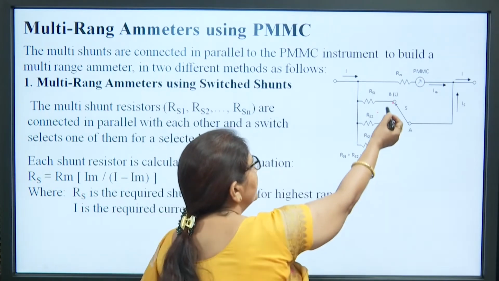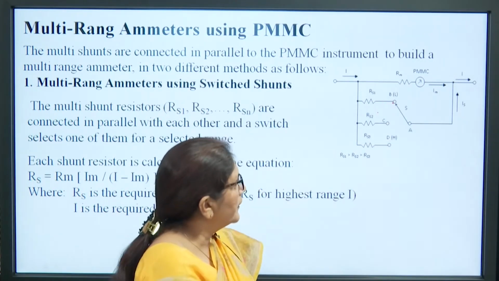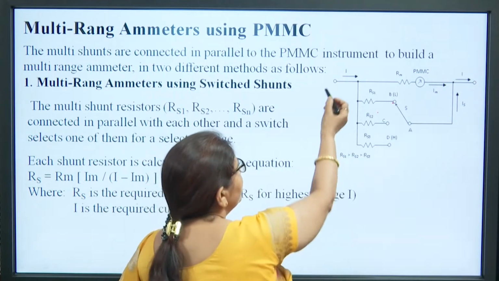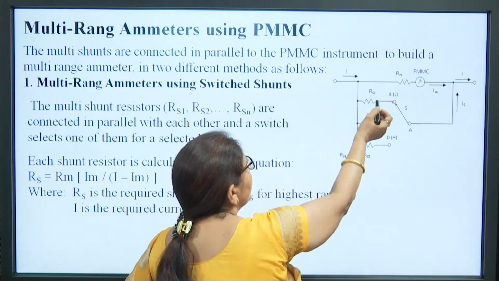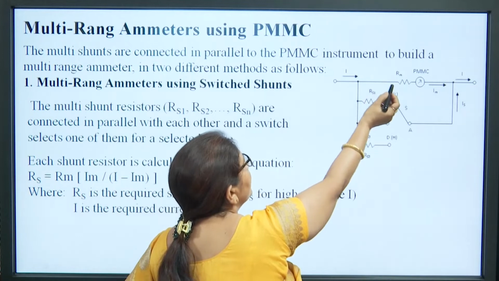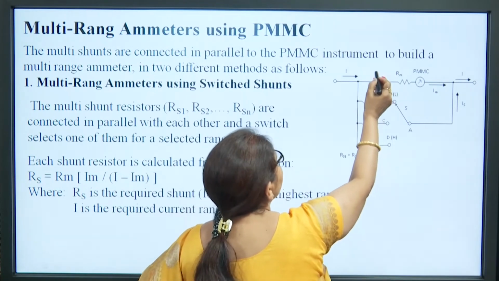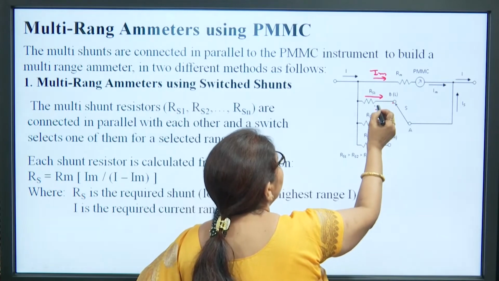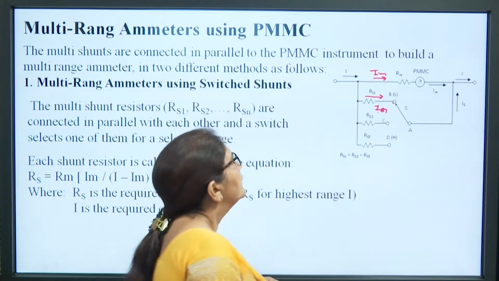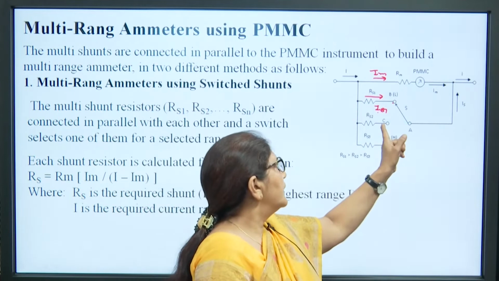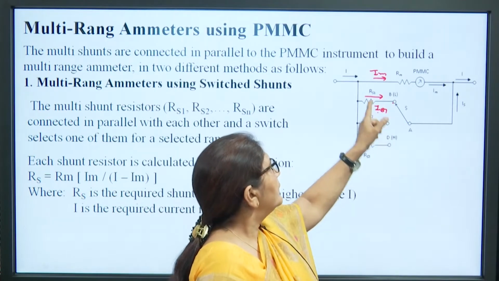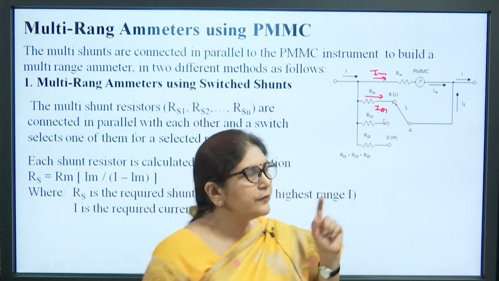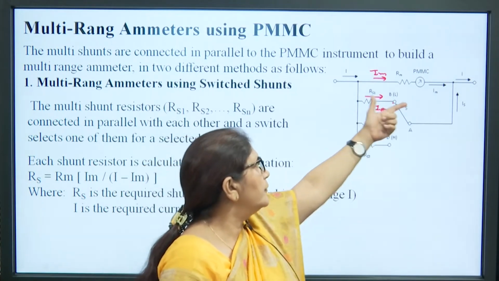So, when the switch is at this position, the current I is again divided into two parts: the current flowing here is Im, and here the current is IS1. Similarly, if we put the switch at this position, then what will happen? This RS2 resistance will be in parallel to this meter.